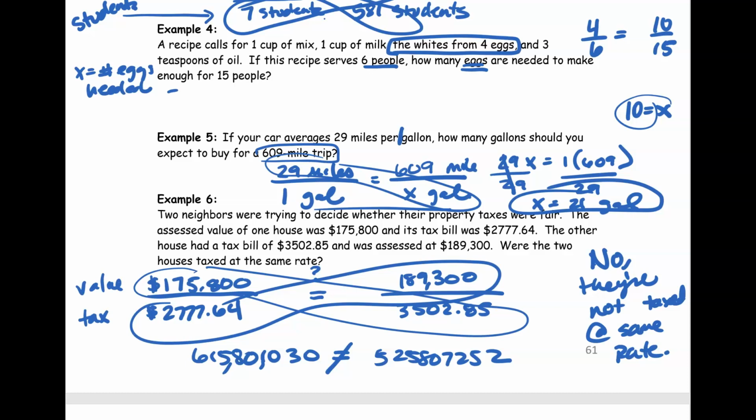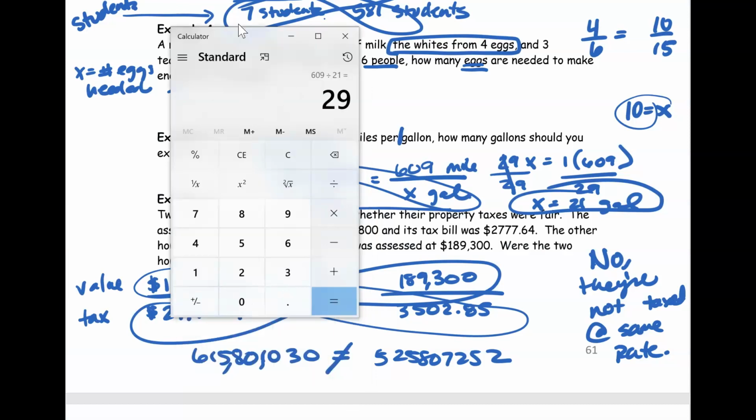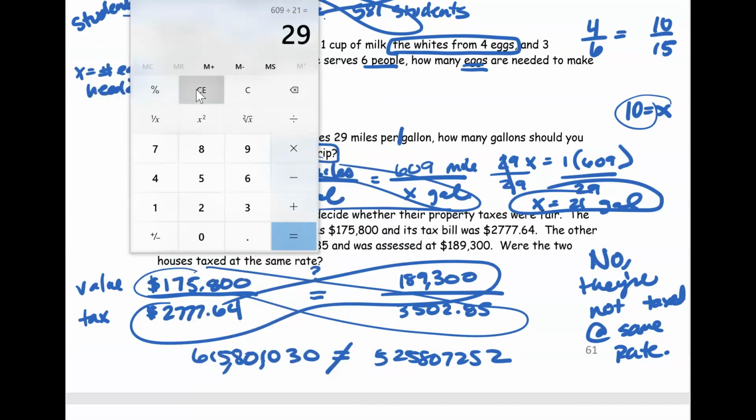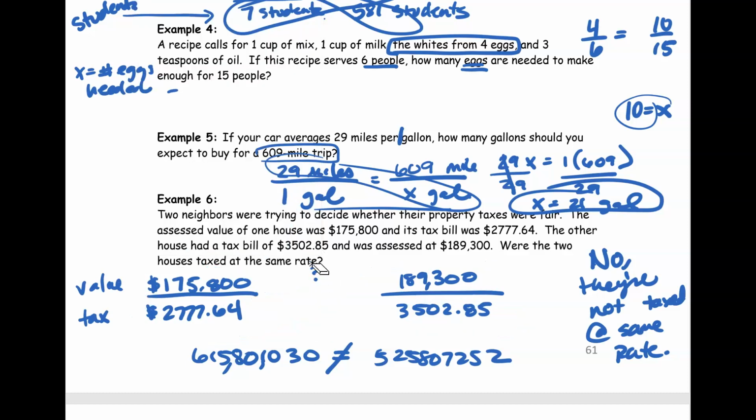The other thing you can do is you can divide these two numbers. You can divide the value by the tax and compare that to the value for the tax. One downside is you do have to do, I would say, a little bit more thinking if you do it that way. So 175,800 divided by 2,777.64 equals, so if you divide those, and I'm just going to erase this real quick so I can see.